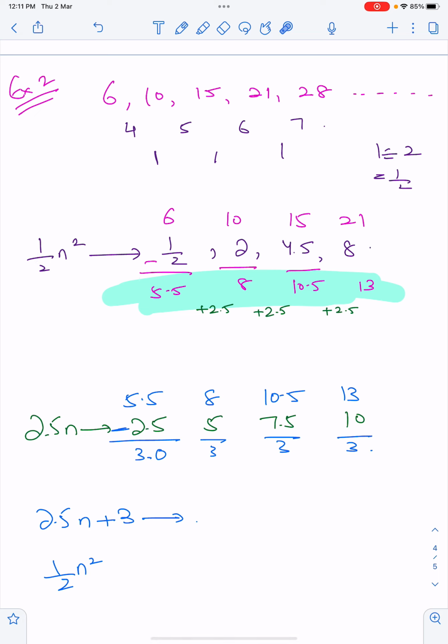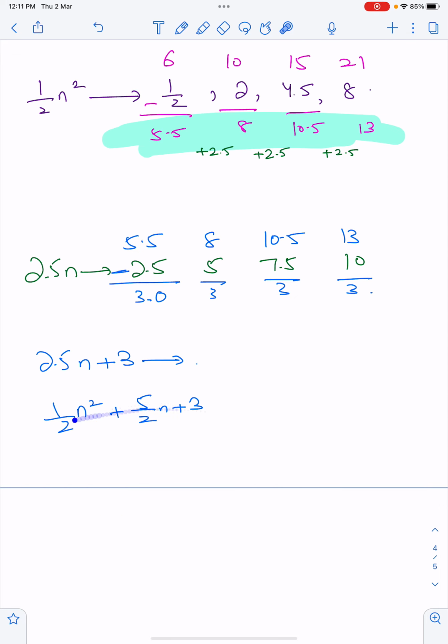which was half n square, and add the linear part to it, which is 2.5n plus 3. Okay, so 2.5 is 5 upon 2, so I can write 5 upon 2 here. This is the final answer using this method. Now if I want to check whether this is correct, I plug in n as 1. I'm getting 1 upon 2 plus 5 upon 2 plus 3, which is exactly 6.